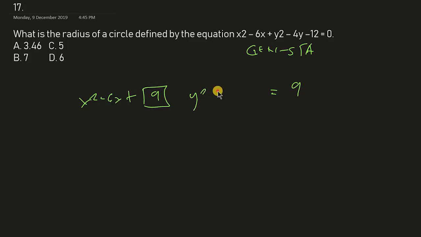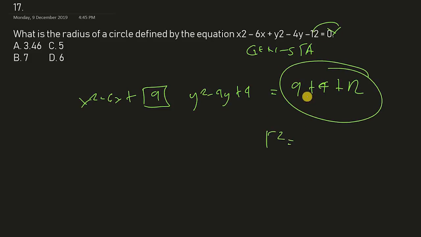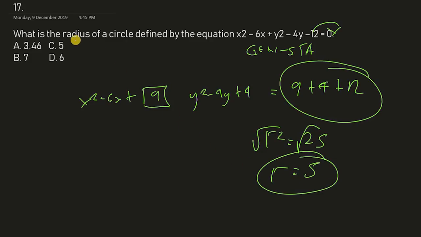Next, ito naman. Y squared minus 4y. 4 divided by 2 is 2. 2 squared is 4. So, I'll add 4 here. Itong negative 12, kung transfer natin sa kabilang side ng equation, magiging positive 12. So, ito na yung radius squared. Radius squared is equal to 9 plus 4, that's 13, plus 12, that's 25. So, square root that, r is equal to 5. Now, radius ang hinahanap, so the answer is 5. Yes, tama. Next problem po.